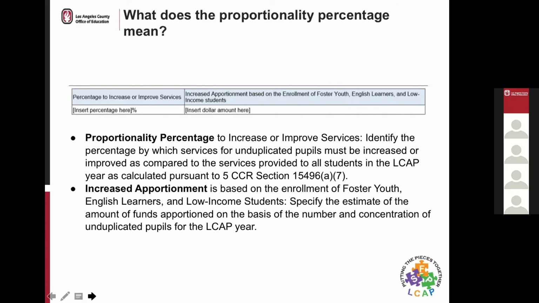While the proportionality calculation and the amount for the increased apportionment are precise, collaboration needs to occur among fiscal and program personnel to ensure that funding being used and described in the increased and improved services section is intended for the student groups and can be tracked in each LCAP year. The LEA has an obligation to increase or improve services annually, at least in proportion to the increased funding. Next slide, please.